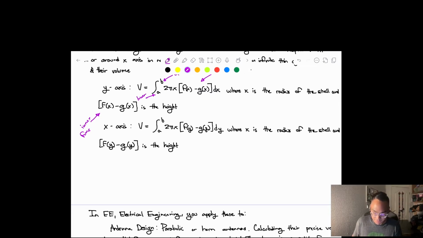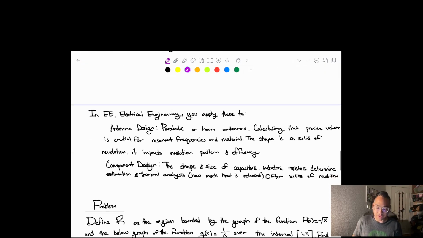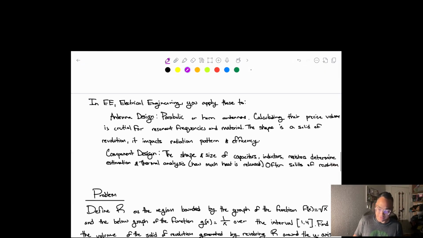The x-axis is basically the same thing. All you're going to be doing is changing the f of x to the f of y, and the g of x to the g of y, and then you're going to have a dy instead of a dx, where x is the radius of the shell and f of y minus g of y is the height.